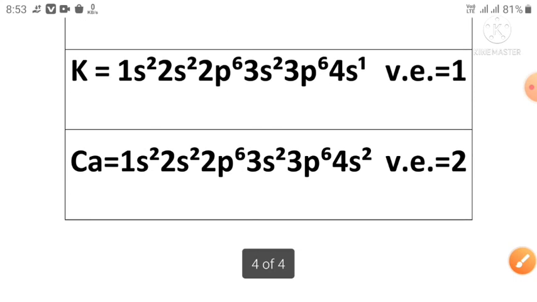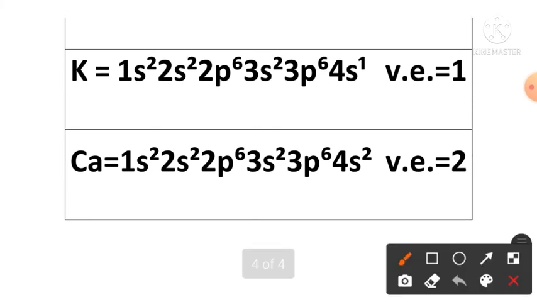Now we see potassium. We know that the Z of potassium is 19, so we write its electronic configuration: 1s2, 2s2, 2p6, 3s2, 3p6, 4s1. Now we know that its outermost shell is 4s1. So the number of electrons present in this shell is 1, so valence electron is 1.